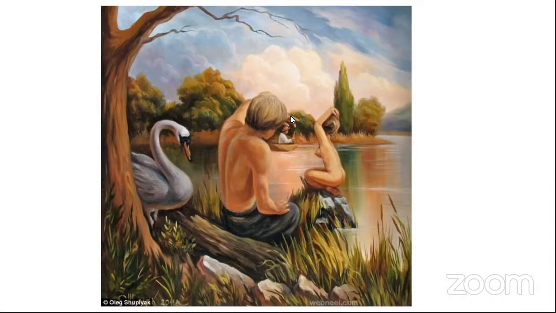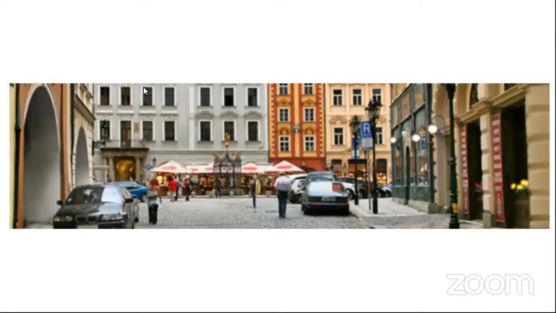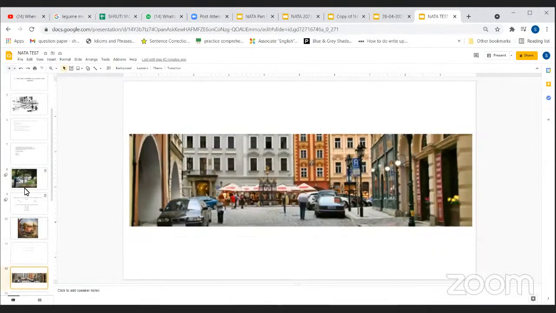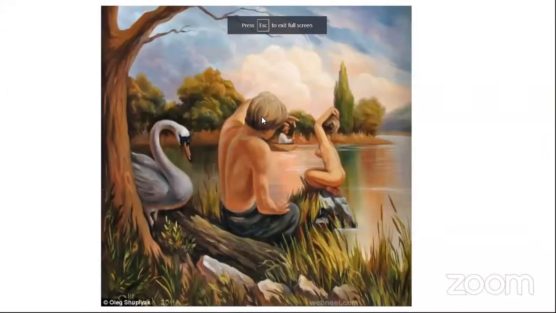Is there a question? Okay. How many marks for the first one, ma'am? For the first question, 5. And the second question also 5. So how many human heads do you see in the picture? The answer is 4. 1, 2, 3, and this illusion head is the 4th one. So if you wrote 4 for this, then the answer is correct.